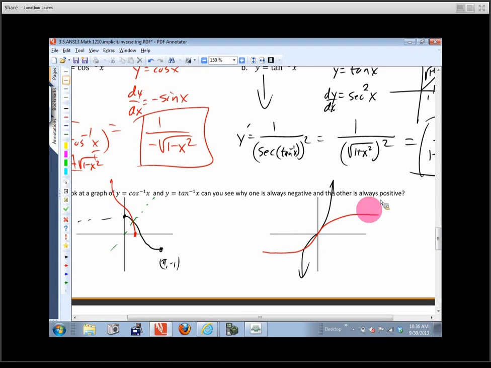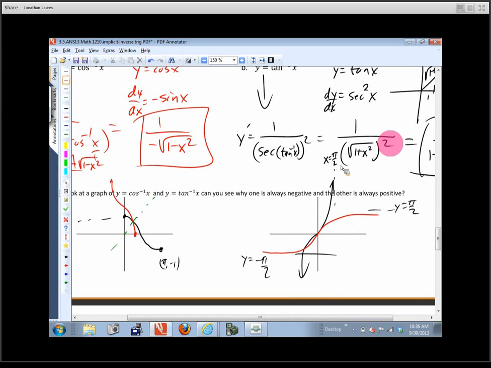Now, you'll remember that I said everything that used to be dealing with x changes to a y. So this has a vertical asymptote at x equals pi halves. So it's going to have a horizontal asymptote, a y equals negative pi halves and a y equals positive pi halves. Okay. And what do you notice about all of the slopes on the tangent inverse?